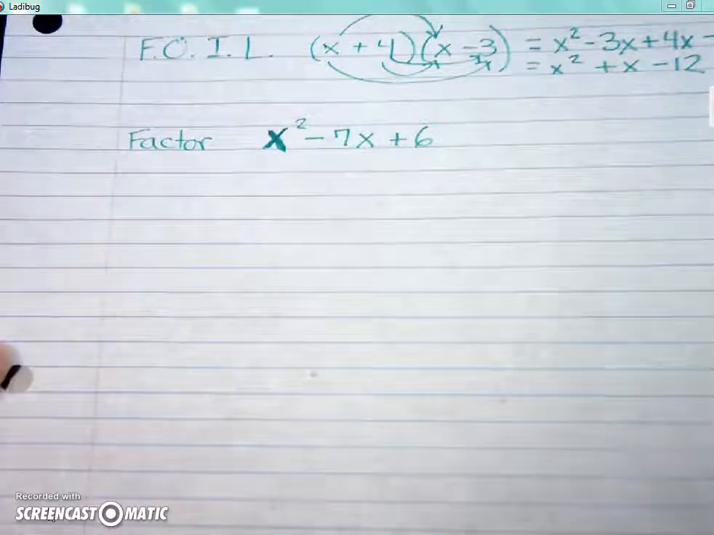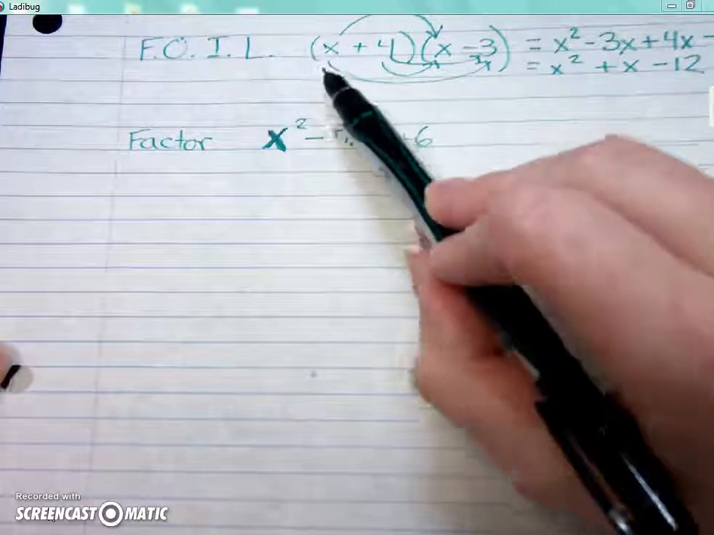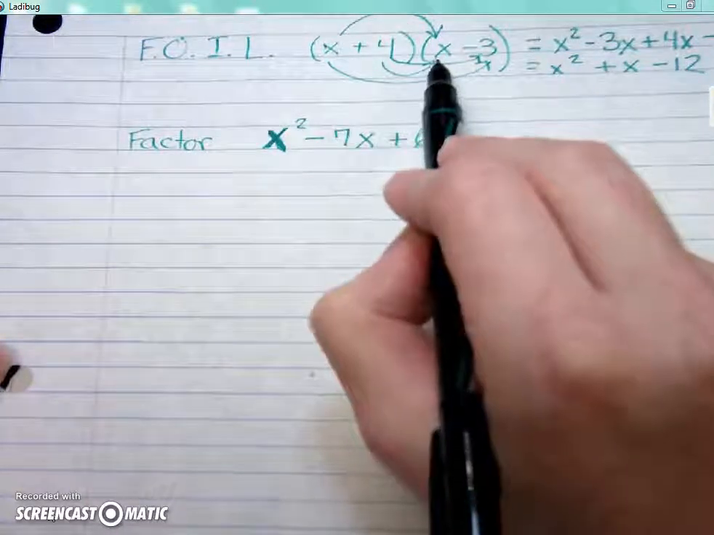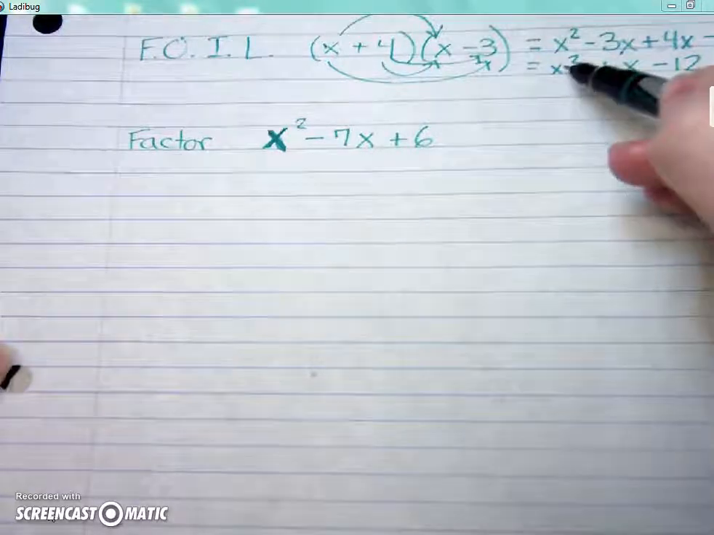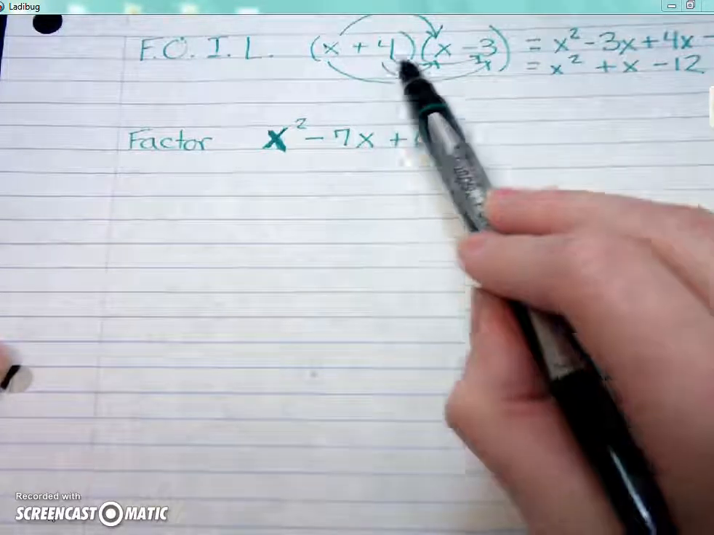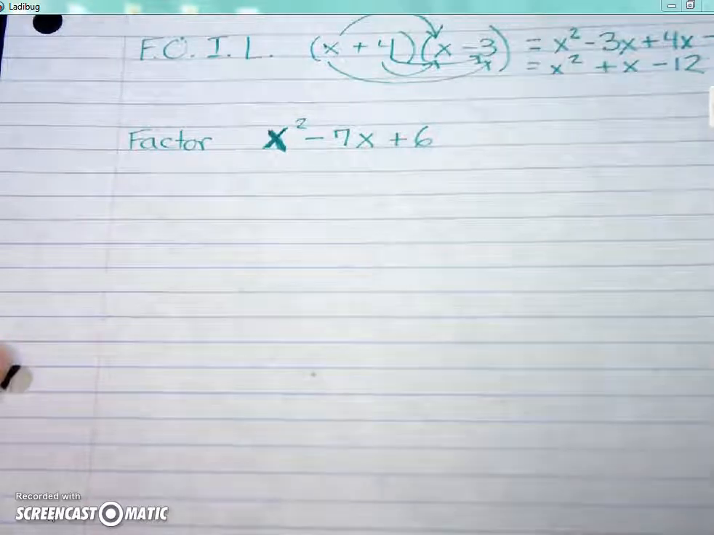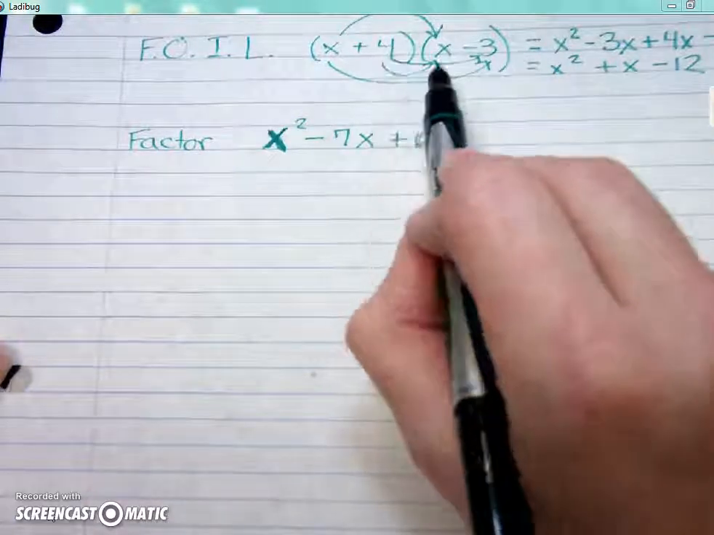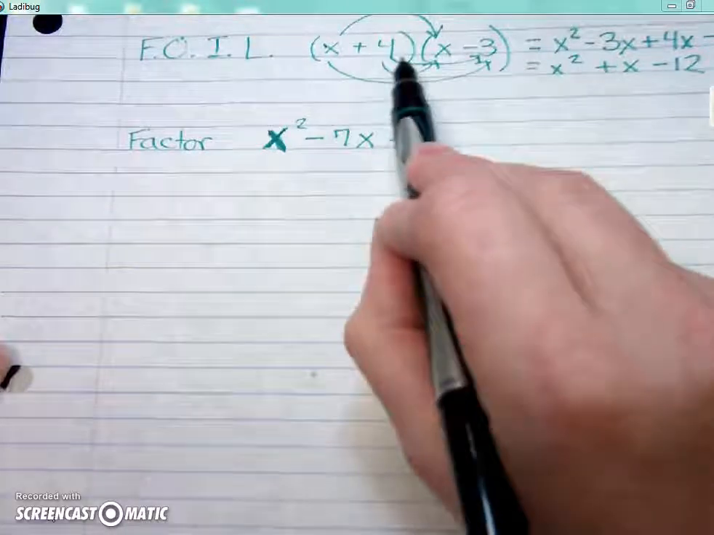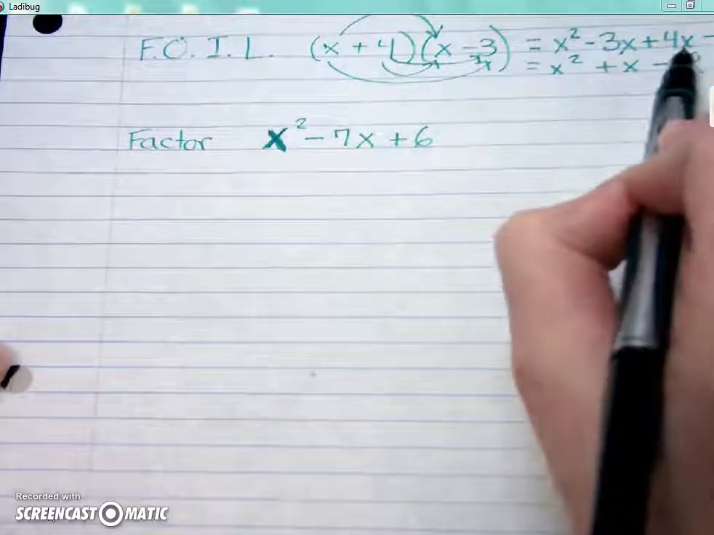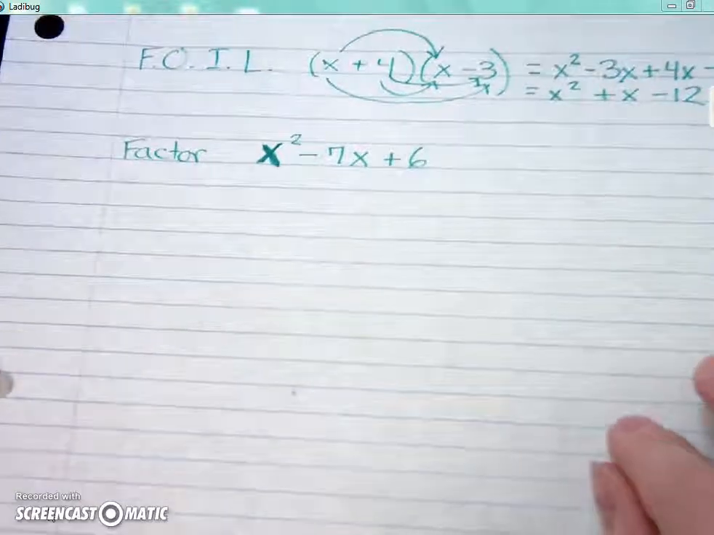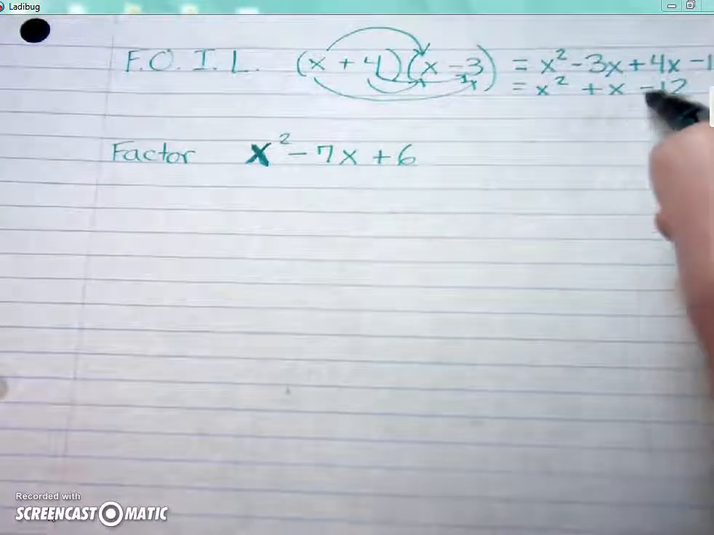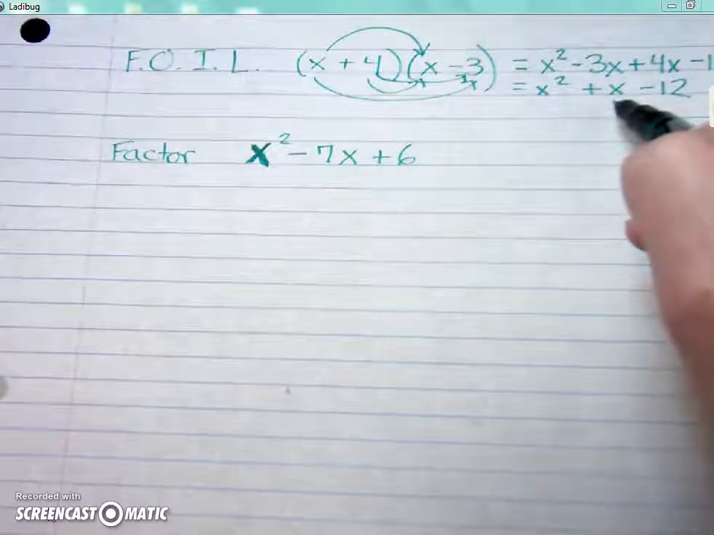If you looked at when we foiled something, the first two numbers always had to multiply together to give us the first term. And the last numbers had to be multiplied together to give us the last term. The middle numbers, when they're multiplied together, they're actually combined at the end, and they're added together, and they'll give us our middle term.